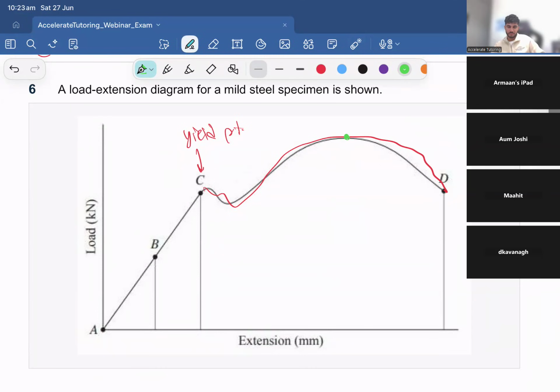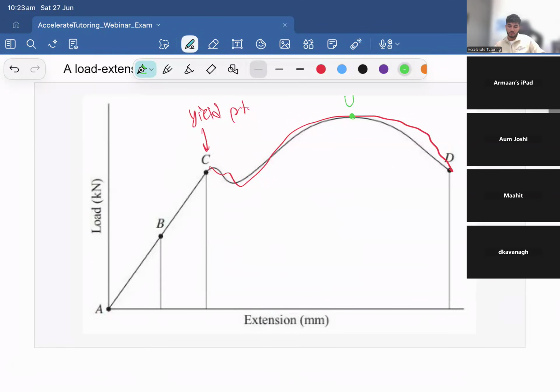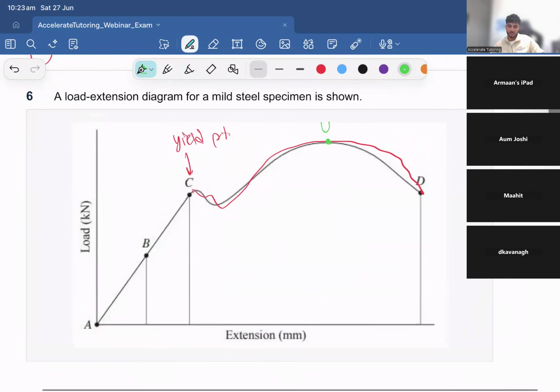Anyone know? It starts with a U. That's something I will say. So what is that point? UTS is a good guess.